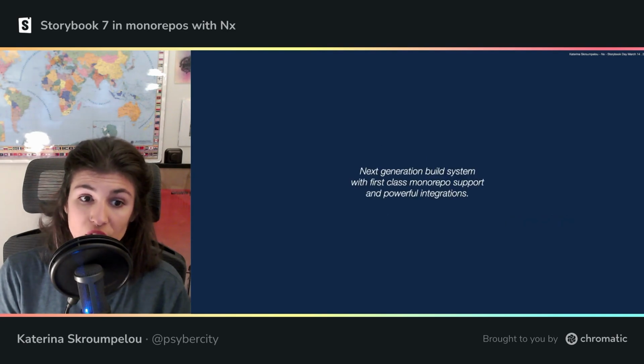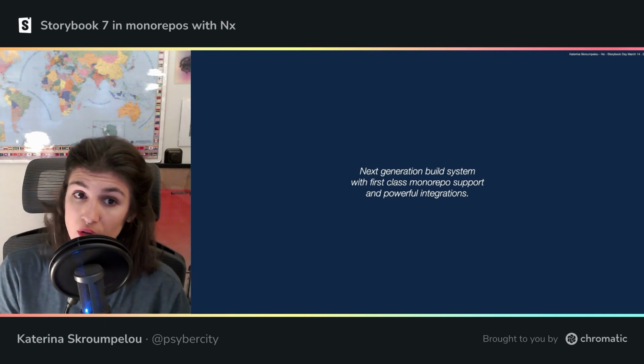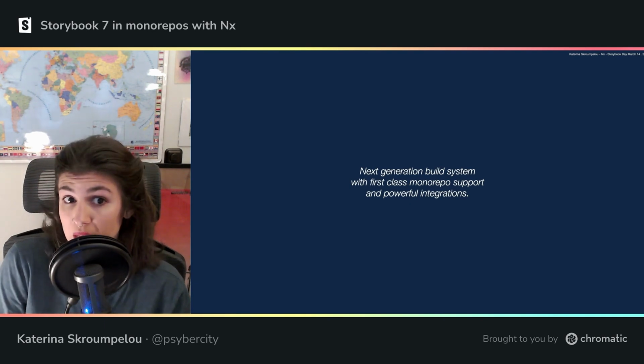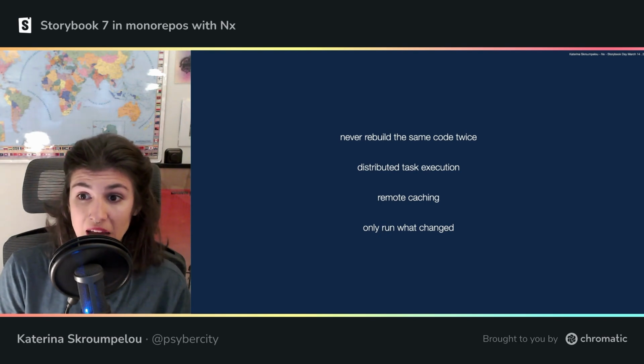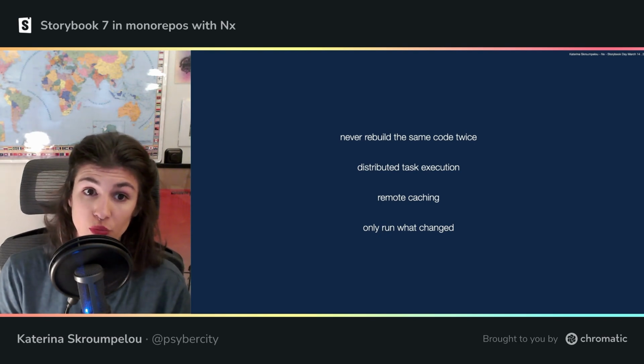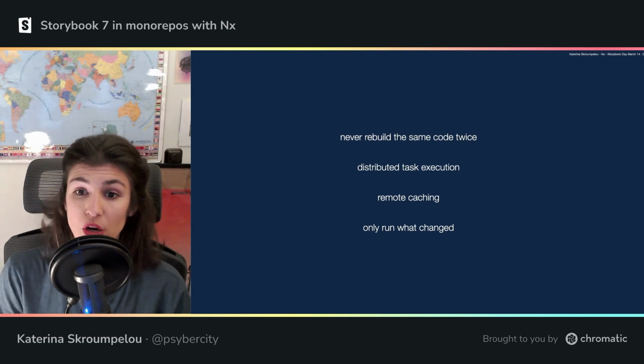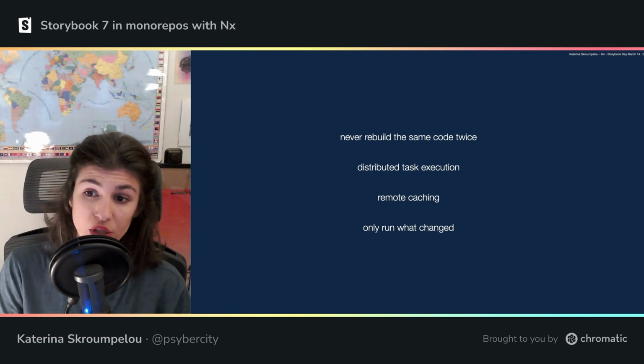Nx is a next generation build system with first-class Monorepo support and powerful integrations, which means it's fast. You never rebuild the same code twice. Nx can figure out whether the same computation has run before and can restore the files and the terminal output from its cache. We also offer distributed cache execution, smart automated dynamic distribution of tasks across multiple machines to get maximum parallelization in CI runs.